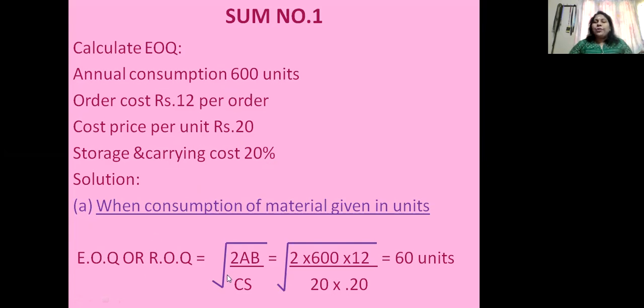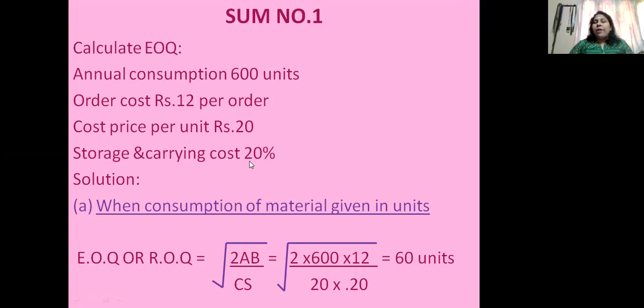Now since the annual consumption is given in units, I can substitute in the formula root of 2AB divided by CS. So 2 by default is in the formula, and annual consumption is 600, and order cost B is 12, and cost price per unit is 20, and S is 20%.